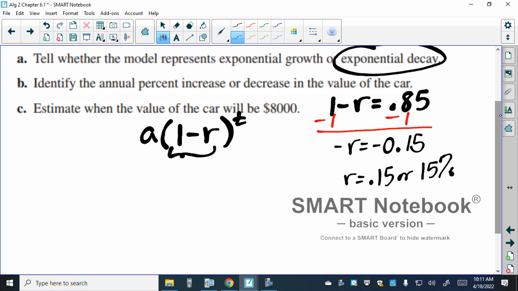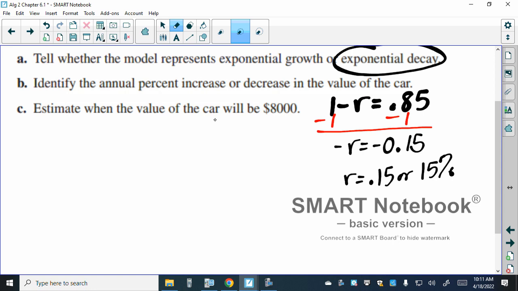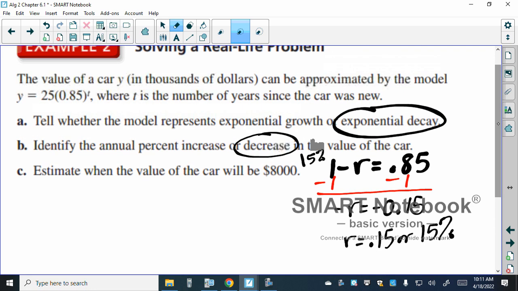Questions on this here? Well, that brings us to the last part. Any questions on any of this here? So the percent decrease is 15%. Now the last part is figure out how many years is it going to take it to be $8,000? Yes? They already gave us the equation, didn't they? 25 times 0.85 to the t.